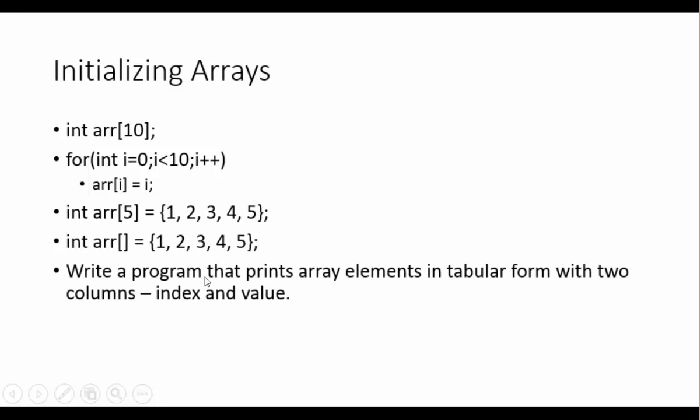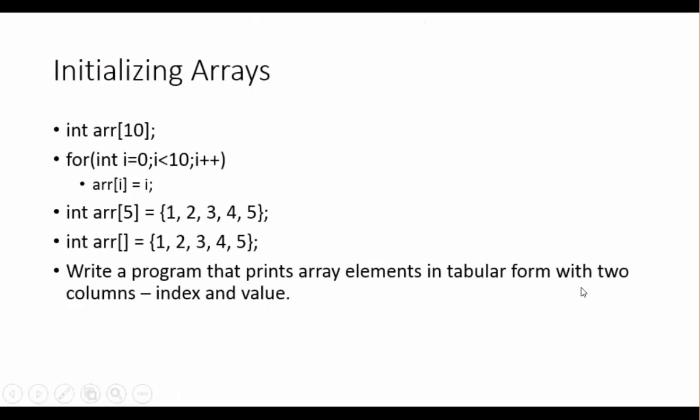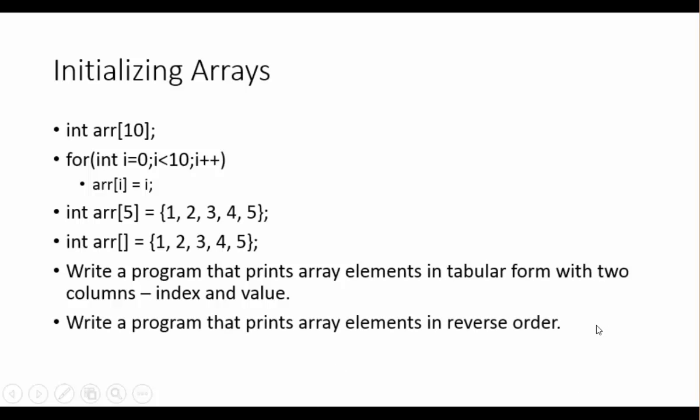Now there is a program. Write a program that prints array element in tabular form with 2 columns. And the 2 columns are index and value. So it's a file thing? No. Yeah, first let's try to understand what the problem is saying. This problem is saying that we have to write a program that prints array elements in tabular form. So what does that mean?